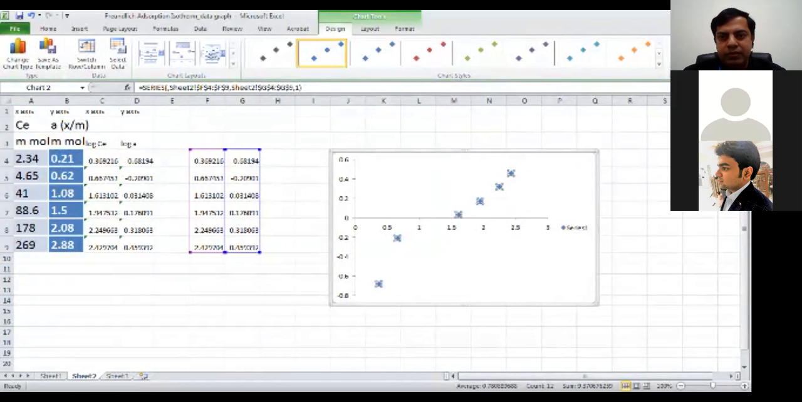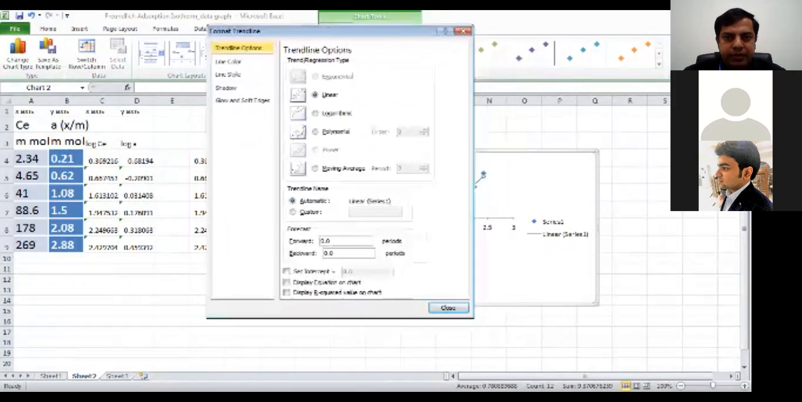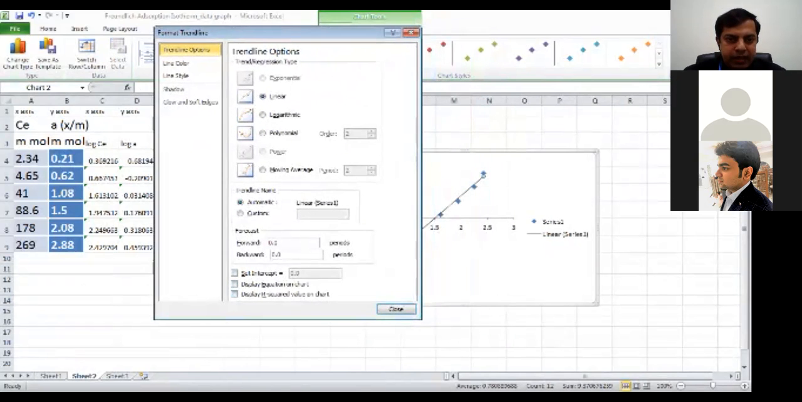And then I'm going to right click on any point, and choose add trend line. When you click add trend line, this will give you different options, and these are actually options for the straight line. This is the intercept, and only if the intercept is 0 can you select this option. In our case the intercept is not 0, so you keep it unchecked. The rest is display equation on the chart, and display R square value on the chart. You also need this, and then close it.